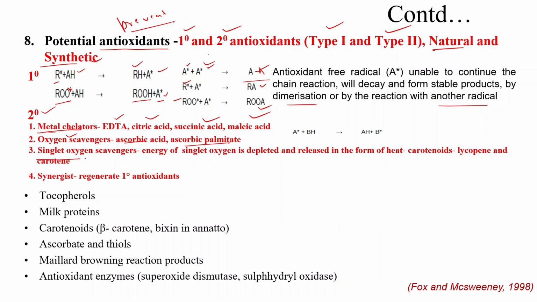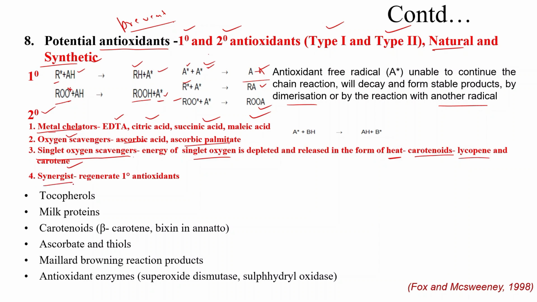Then some singlet oxygen scavengers are also there. What they are doing, they are depleting the energy of the singlet oxygen and releasing it in the form of heat. Examples are carotenoids. Carotenoid examples are lycopene and carotene. So these antioxidants are depleting the energy of singlet oxygen and converting it into heat.